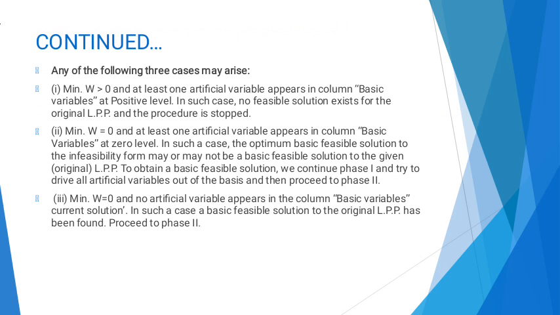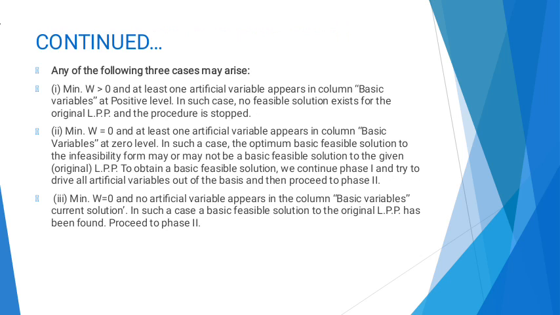Now, in case of W, any of the three cases may arise. If minimum of W is greater than 0, and if there is at least one artificial variable appearing in the column of basic variable, then no feasible solution exists and the procedure will be stopped. So, when min W is greater than 0.